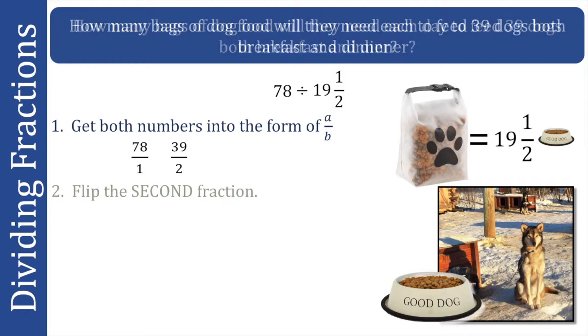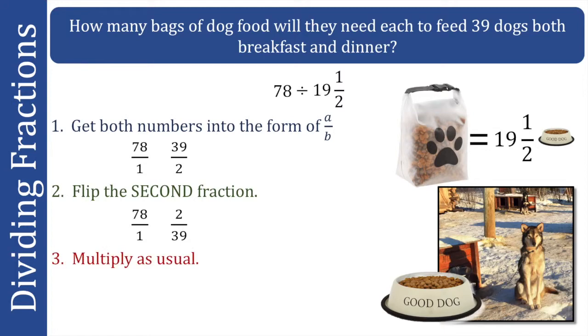Step 2 is to flip the second fraction. So 78 over 1 stays the same, and 39 over 2 becomes 2 over 39. And then step 3, multiply as usual. Let's see if we can cross cancel. Oh, yes, 78 and 39 are both divisible by 39. That's convenient. So 78 becomes 2, 39 becomes a 1. Multiplying straight across, we get 4 over 1, or 4 bags of dog food. 4 bags of dog food every day to feed 39 dogs. I don't even want to know how much that costs.